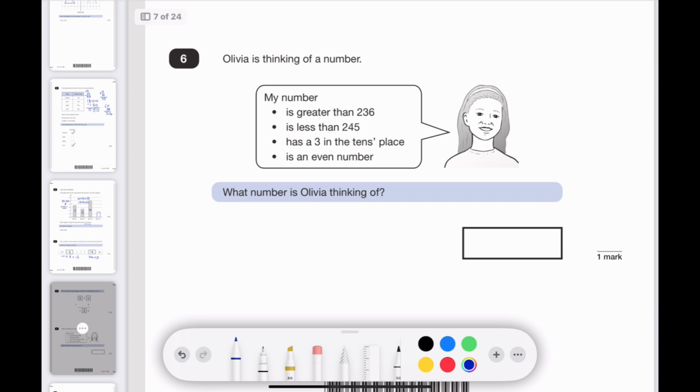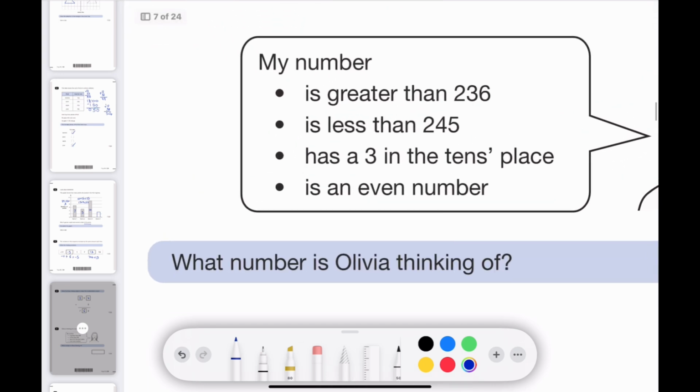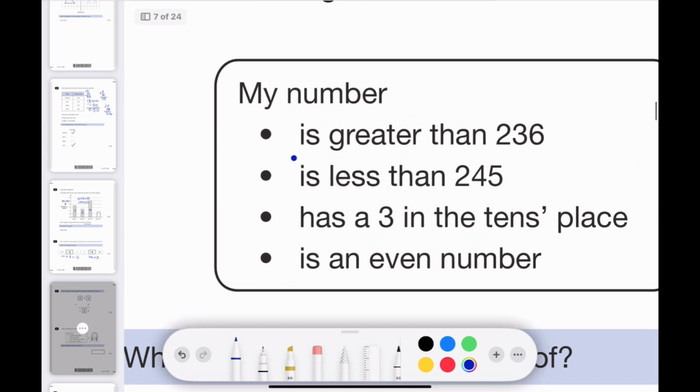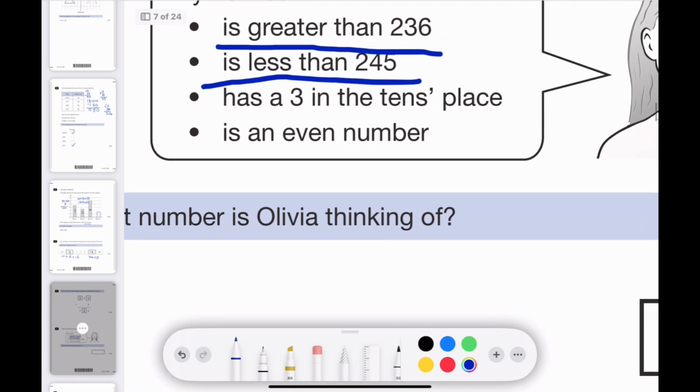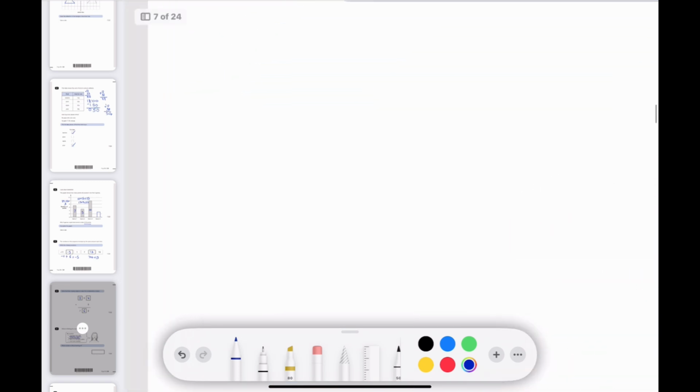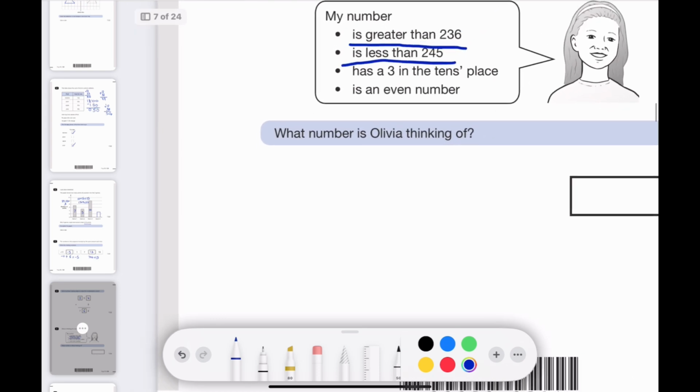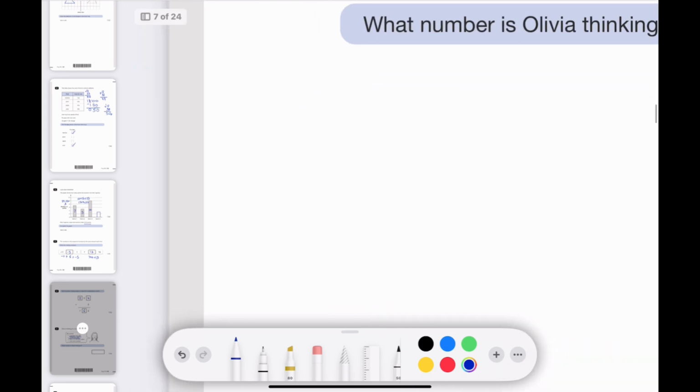Question 6. Olivia is thinking of a number. My number is greater than 236, is less than 245, has a 3 in the tens place, is an even number. What number is Olivia thinking of? So we know that her number is greater than 236, but less than 245. So let's write all of the numbers that are greater than 236 and less than 245.